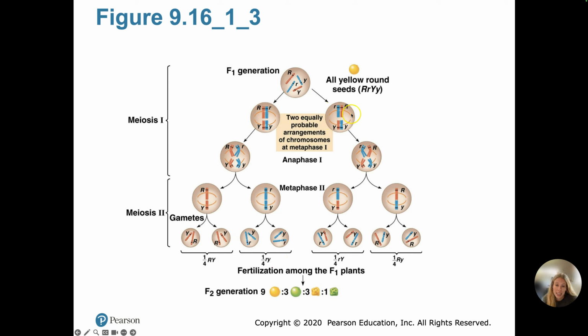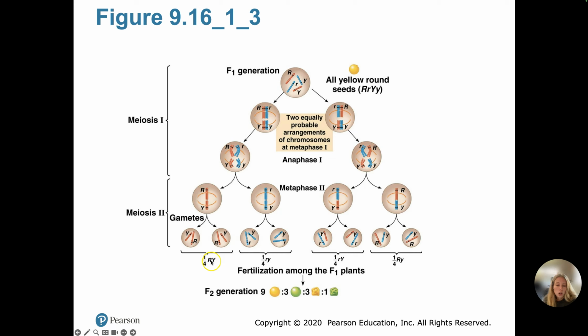If the chromosomes orientate this way during metaphase 1, which is equally probable as them orientating this way, and then proceed through meiosis 1 and meiosis 2, we will have 2 gametes with capital Y lowercase r, and then 2 gametes with capital R lowercase y, capital R lowercase y. There are 1, 2, 3, 4, 5, 6, 7, 8 total gametes, and each one of these is 2, so 2 eighths, 2 eighths, 2 eighths, and 2 eighths. That reduces down to 1/4, which is how they got the 1/4.